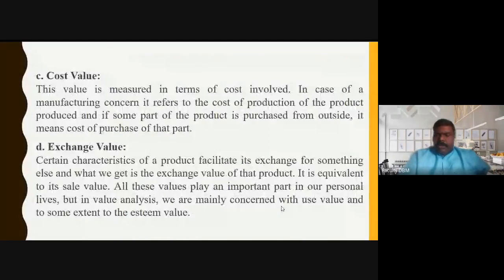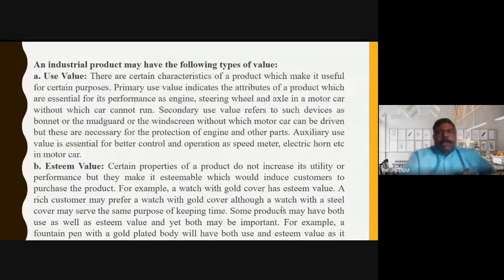So here, an industrial product may have the following types of value. One is use value. The primary value indicates the attributes of the product which are essential for performance, such as the engine, steering wheel, and axle in a motor car. Without them the car cannot run. So that is the usage of that particular product.